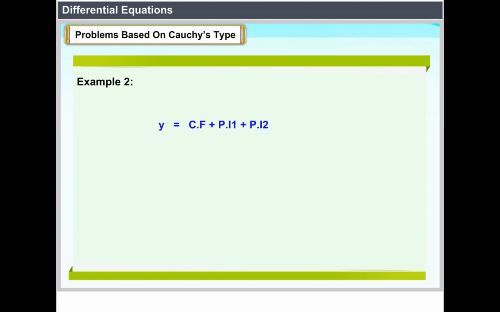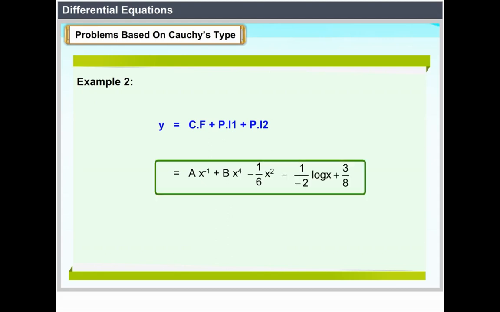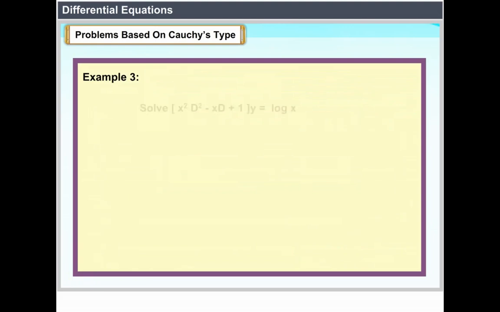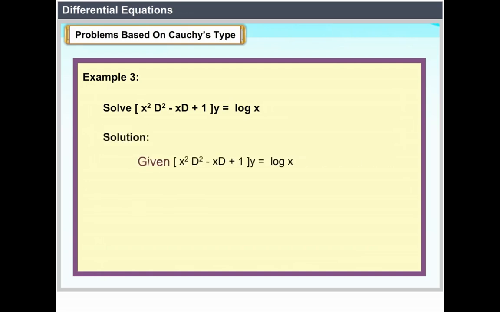y equal to CF plus PI1 plus PI2, equal to a into x power minus 1 plus b into x power 4 minus 1 by 6 into x square minus 1 by 2 into log x plus 3 by 8. Example 3. Solve x square D square minus xD plus 1 into y equal to log x. Solution. Given x square D square minus xD plus 1 into y equal to log x.